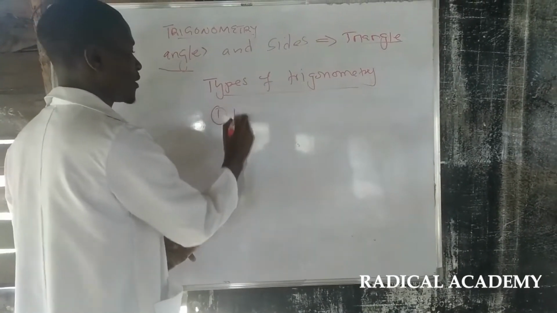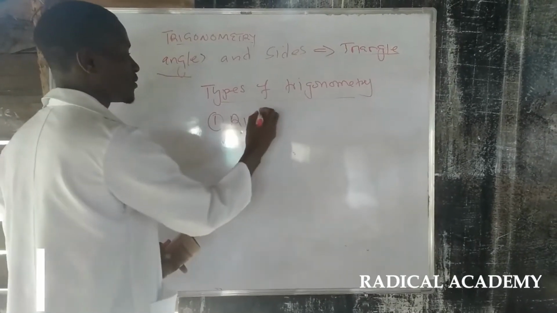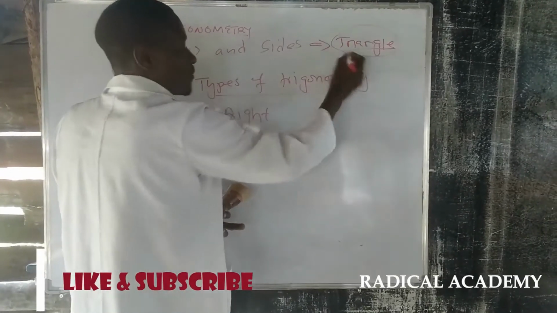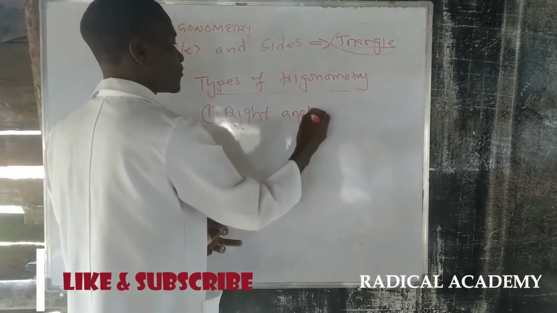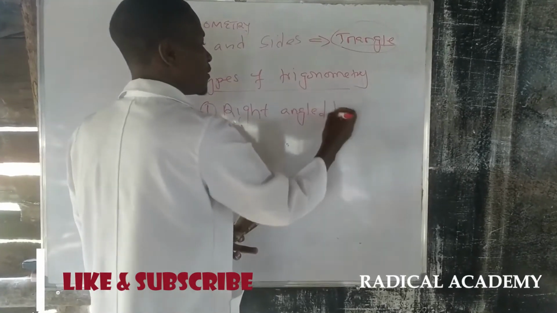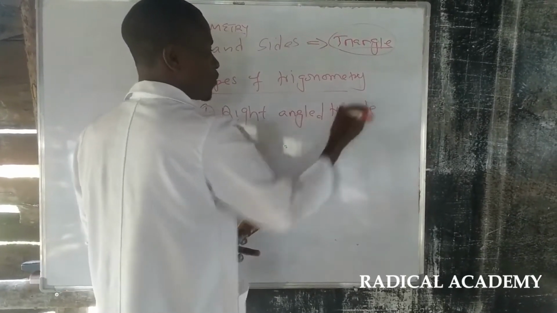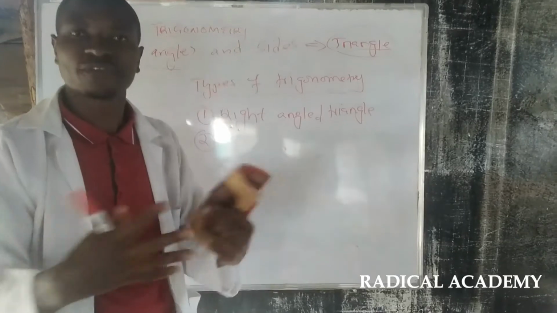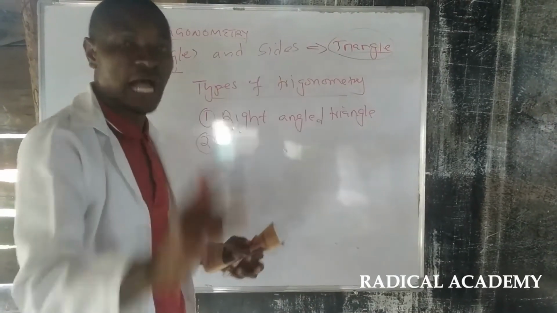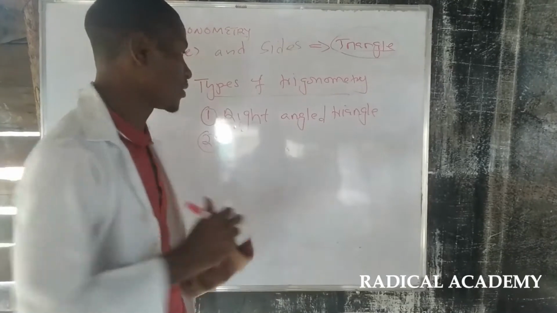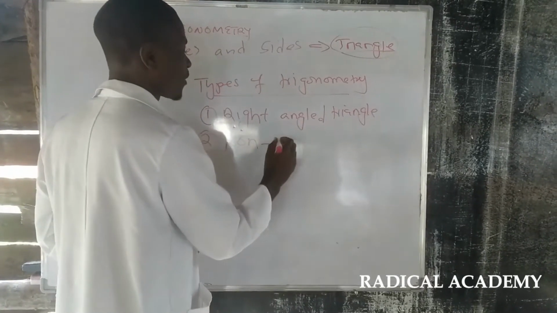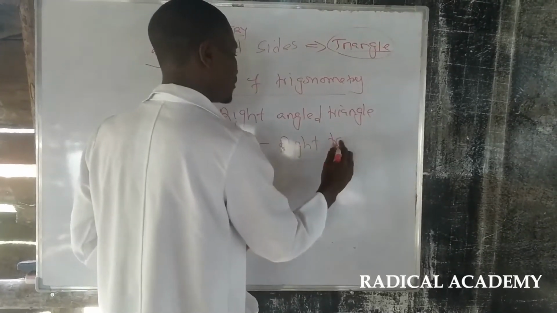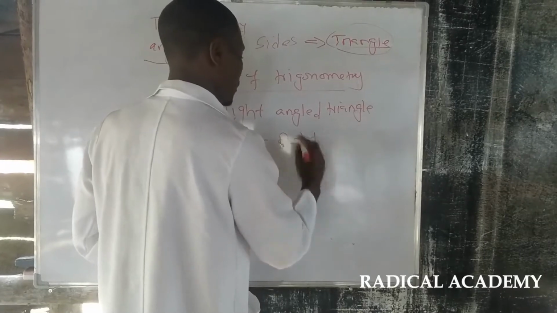The first one is that trigonometry can be solved using the concept where we assume that the triangle we are dealing with is a right-angled triangle. Then there are also situations where you are dealing with a triangle which is not a right-angled triangle but a non-right-angled triangle.